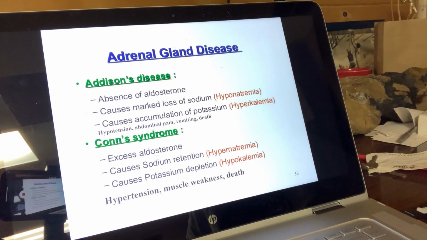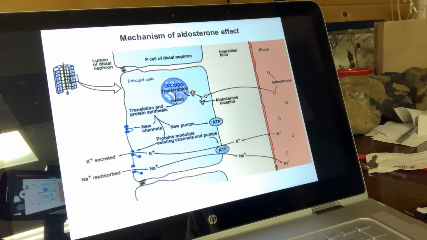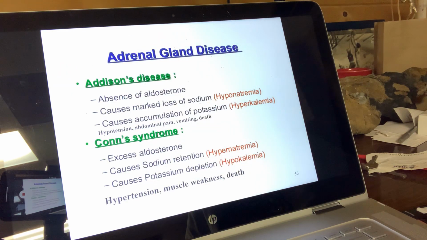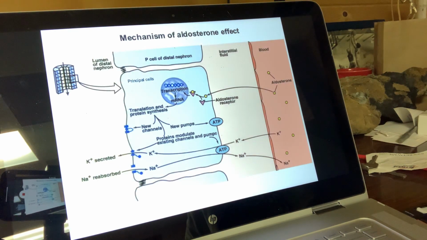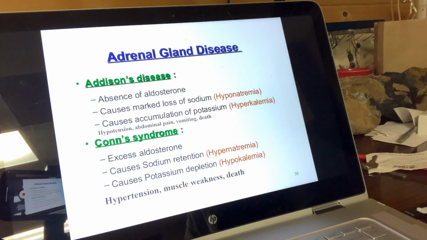A couple of diseases associated with the adrenal cortex. Addison's disease is the absence of aldosterone. If you do not have aldosterone present, then this does not occur, which means if you get dehydrated, you don't have the ability to reabsorb excess sodium and excrete excess potassium, which means that you lose excess sodium in the urine, which means you develop hyponatremia, low sodium levels, and you increase potassium that you're not able to get rid of in your bloodstream, so you end up with hyperkalemia.